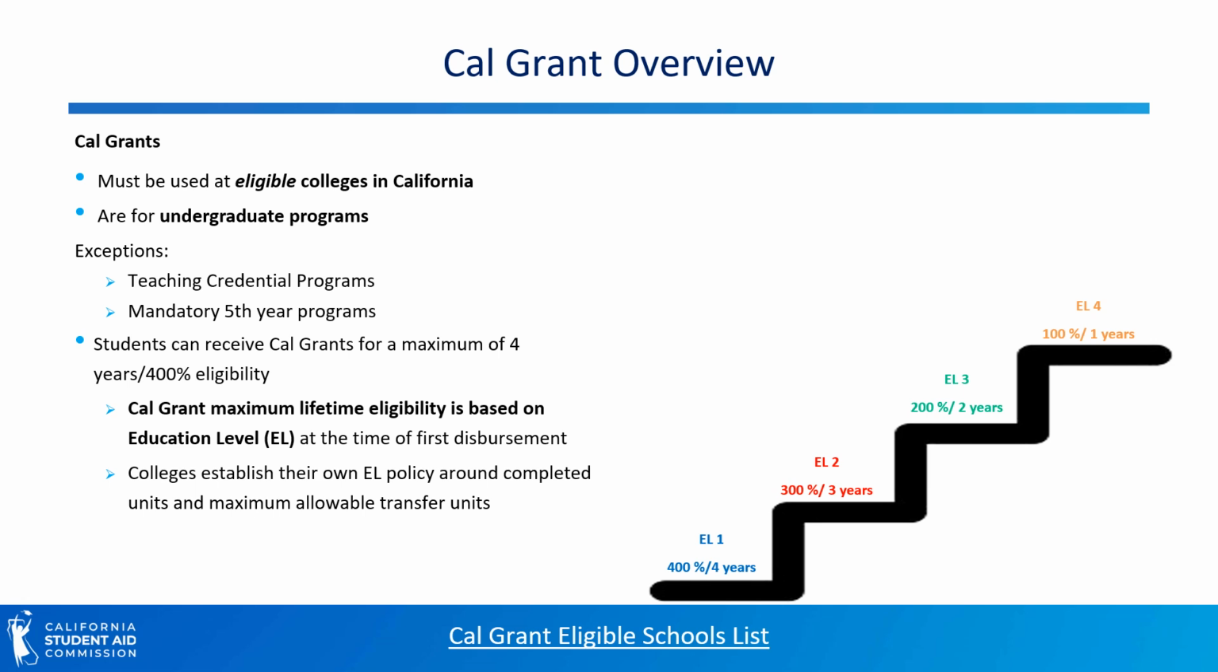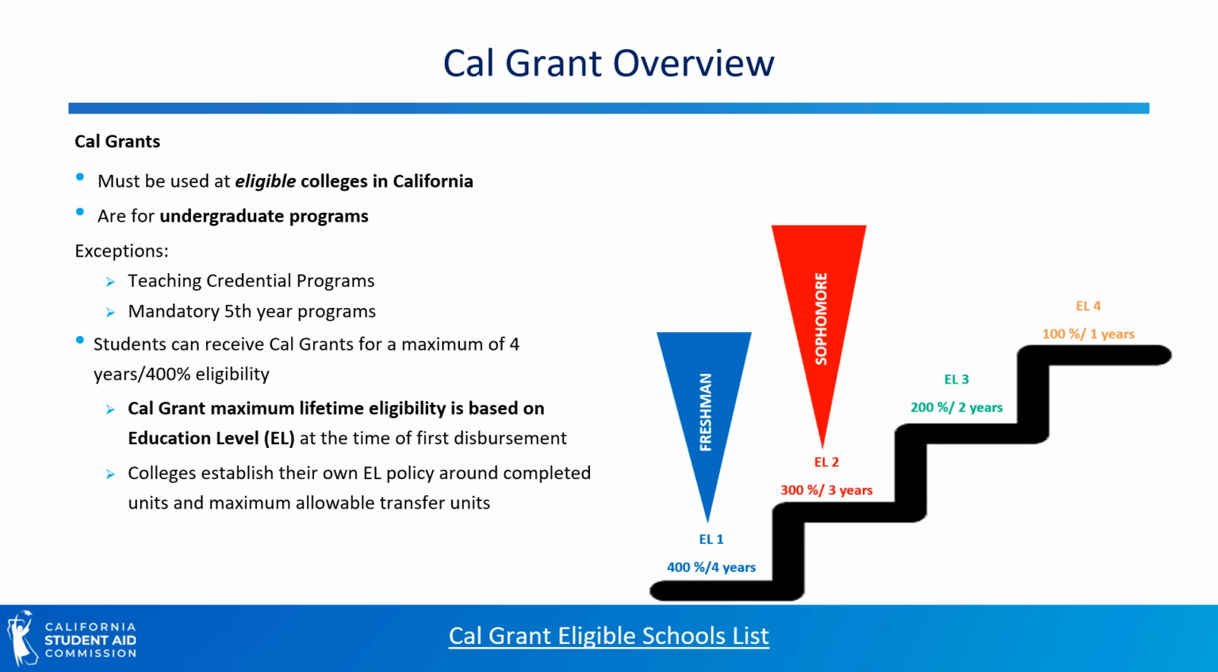Students can receive Cal Grants for a maximum of 4 years or 400% eligibility, and Cal Grant lifetime eligibility is based on the student's grade level at the time of first disbursement. For example, students who are awarded a Cal Grant as a freshman in college will receive the award for 4 years, while sophomores receive 3 years of Cal Grant, juniors receive 2, and seniors will only receive 1 year of Cal Grant. Colleges establish their own eligibility policy around completed units and maximum allowable transfer units.